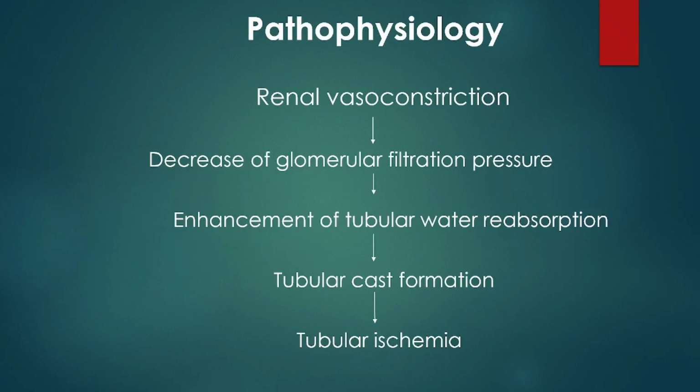Next, pathophysiology. In renal vasoconstriction, there will be a decrease in the glomerular filtration pressure. So, there will be enhancement of tubular water reabsorption. Continuously the water reabsorption takes place in the tubules. It leads to tubular cast formation. Finally, the decrease in the blood supply to the tubules leads to tubular ischemia. This finally leads to decreased GFR, thus acute renal failure occurs.